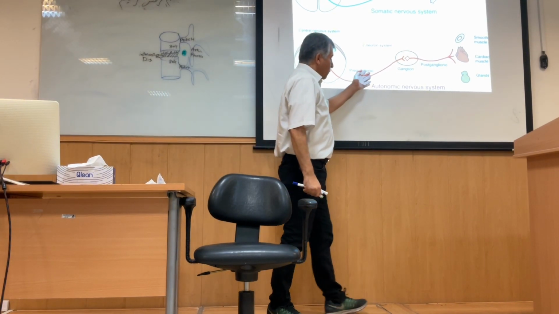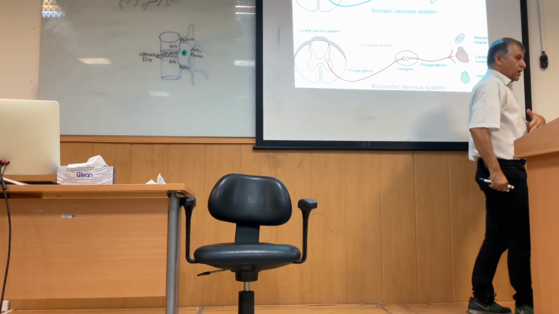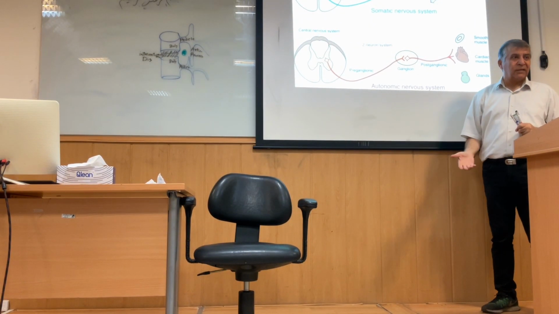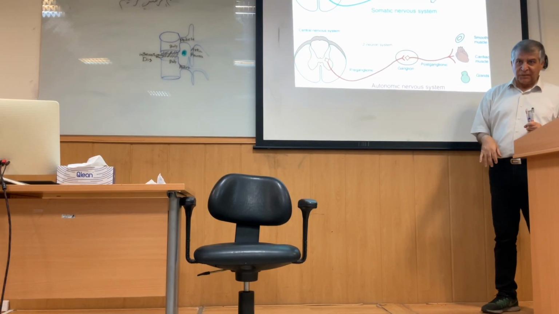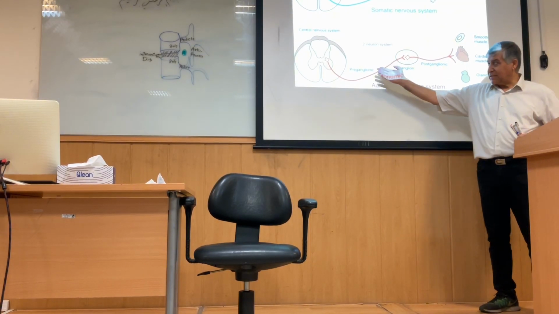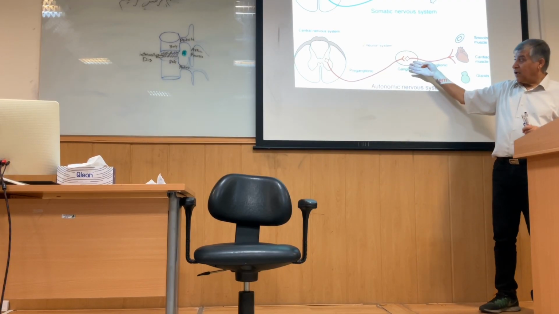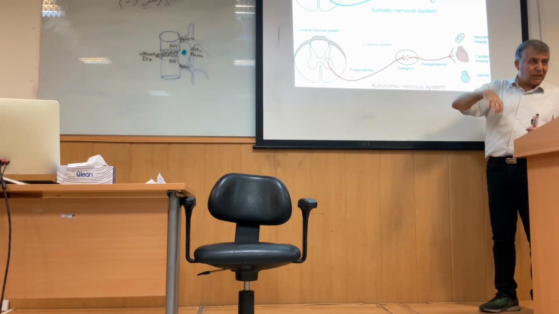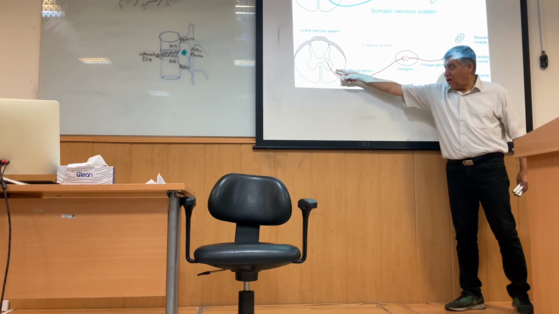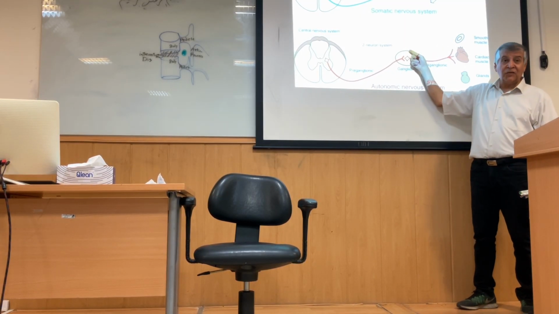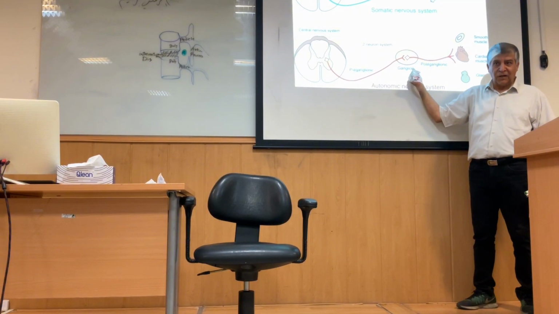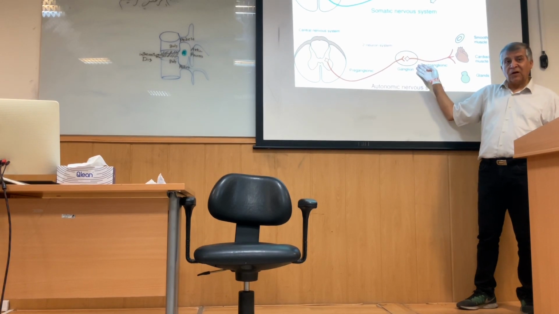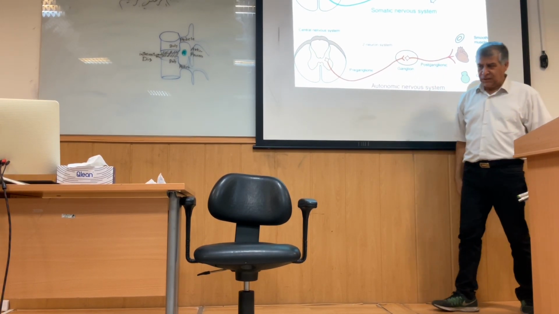Other name of visceral nerves is autonomic nerves or sympathetic and parasympathetic nerves. Okay, this rule is used for sympathetic and parasympathetic. If this fiber is sympathetic, this ganglion is called sympathetic ganglion. If this fiber is parasympathetic, this ganglion is called parasympathetic ganglion.